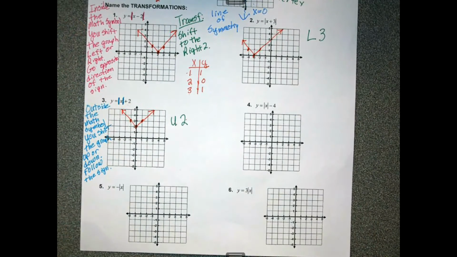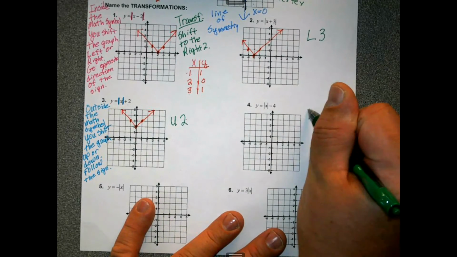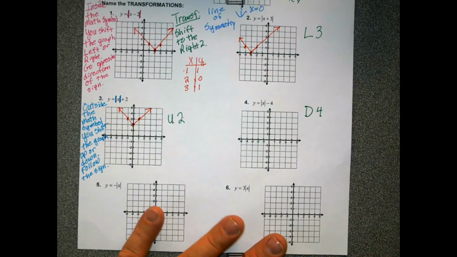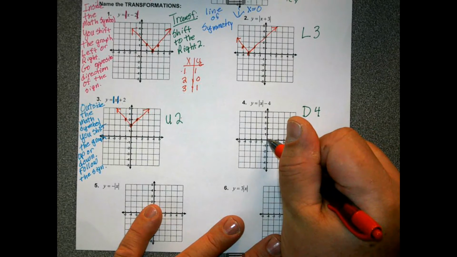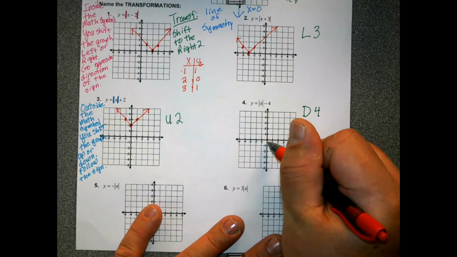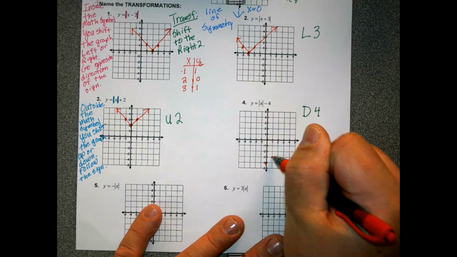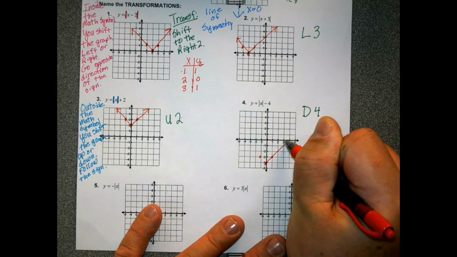All right, number 4. What's my transformation? Down 4. Good. And again, easy enough to do this because there's only one transformation from the parent graph. I'm going to move my vertex down 4. My slope is 1 over 1 or 1 to the negative 1. And there's my graph.